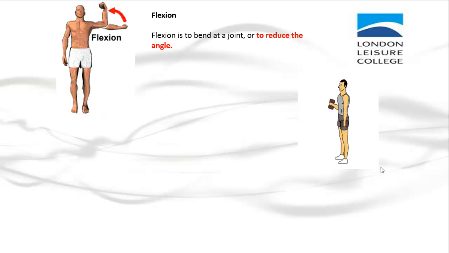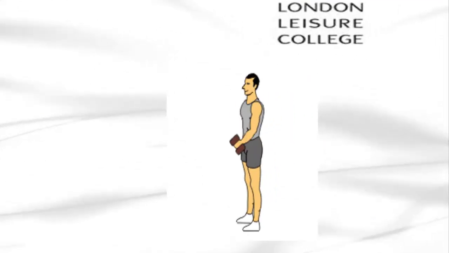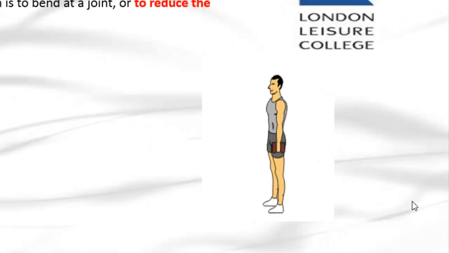Okay, so now we're going to look into flexion and extension. So as you can see in the diagram at the top, flexion is to bend at a joint or to reduce the joint angle. So if we look at this guy here doing a bicep curl, when he's lifting the dumbbell up, he's bending his elbow, so he's flexing at the elbow joint.